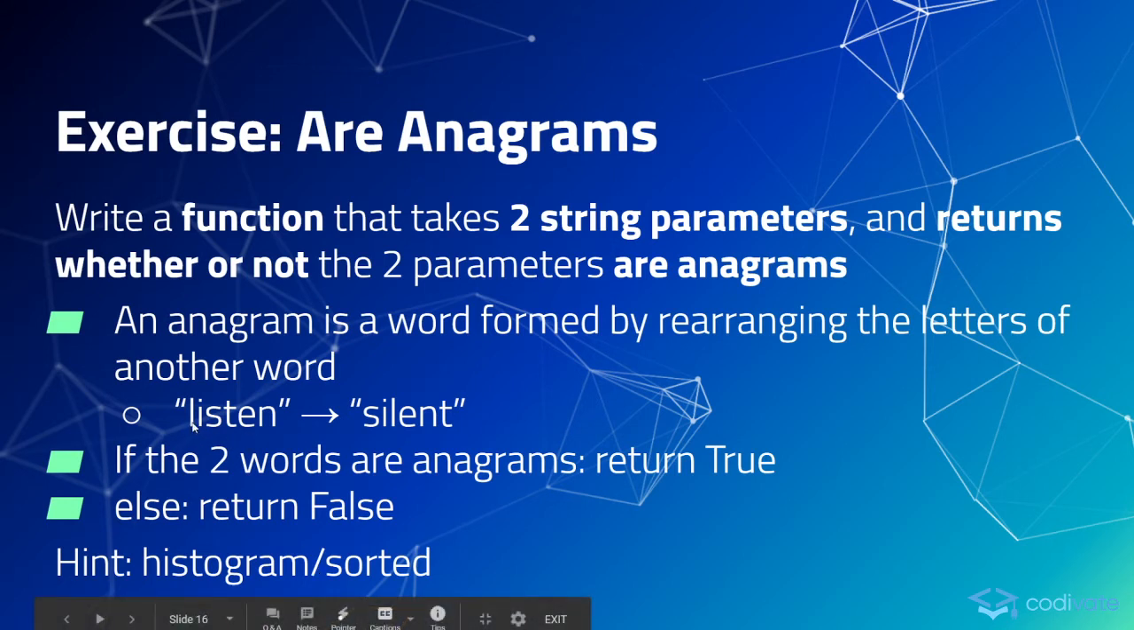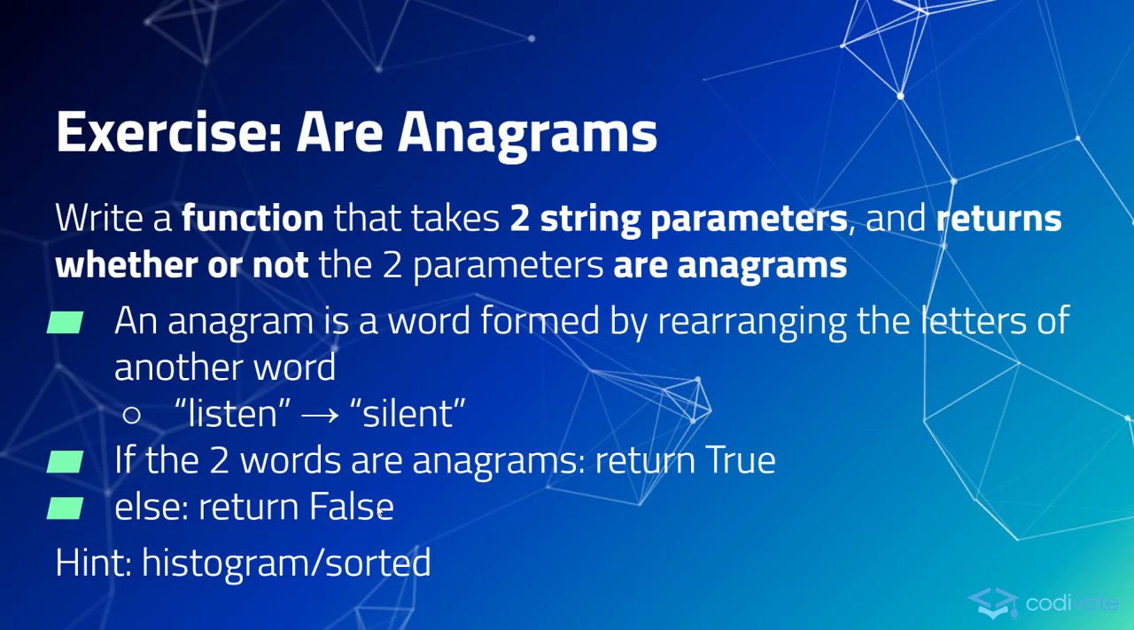For example, listen and silent are anagrams because they both have an L, an I, an S, a T, an E, and an N. And they have the same number of each of these, just one of each. Our function should return true if the 2 words that are the parameters are anagrams, and otherwise it should return false.